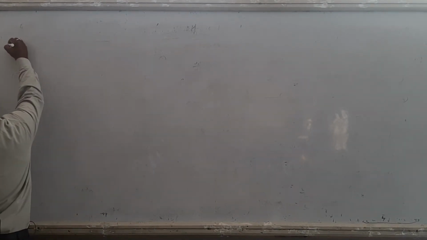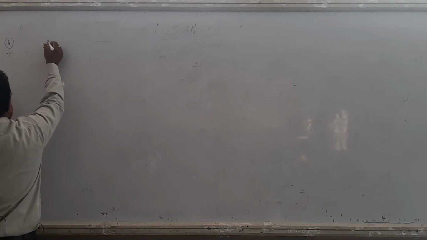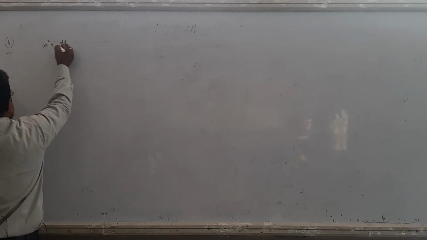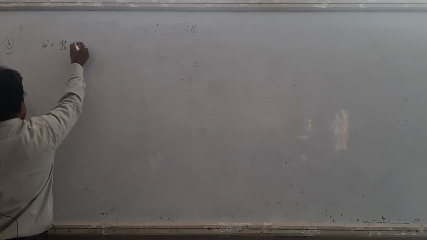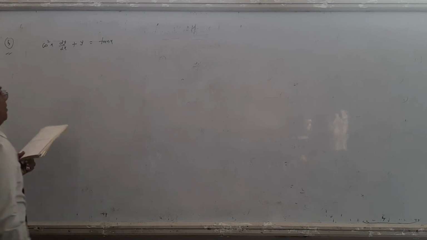This question is again important, asked 5 to 6 times in board exams. Now cos square x dy by dx plus y equals to tan x. This is again a differential equation, but the first very important thing is that the coefficient of dy by dx is always positive one. So now cos square x dy by dx plus y equals to tan x.